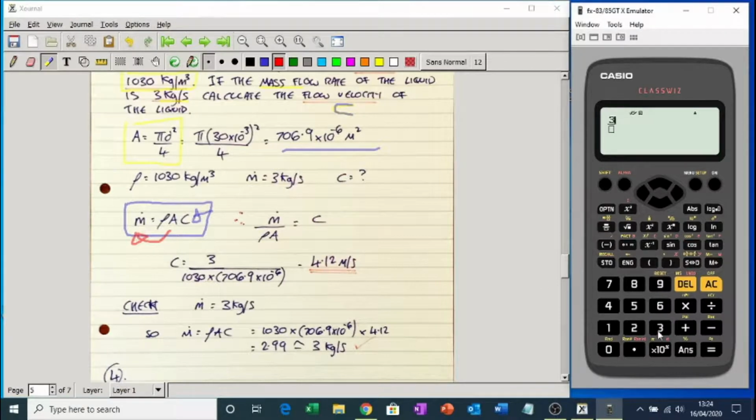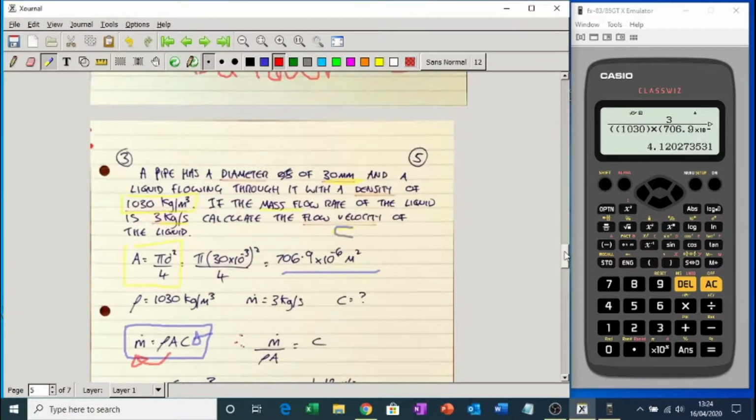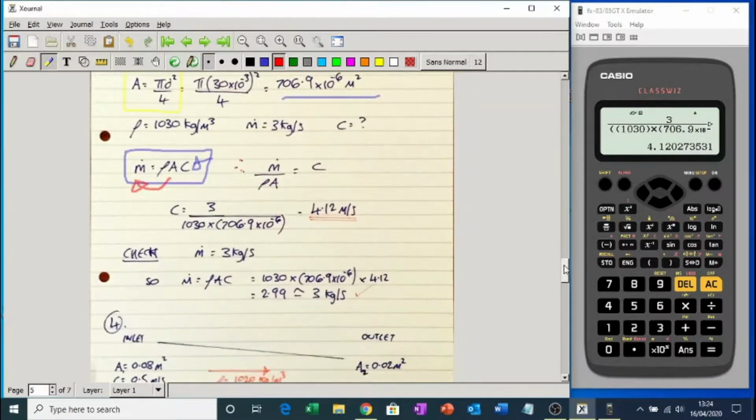So we'll do it this way. 3 divided by, let's overkill again on the brackets, density times 706.9. You could go to 707, couldn't you, if you wanted to? Close, close, equals 4.12 meters per second. So it's flowing along this pipe at 4 meters per second. 4.12 meters per second.